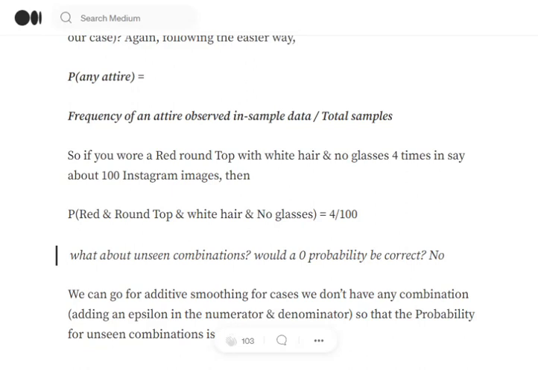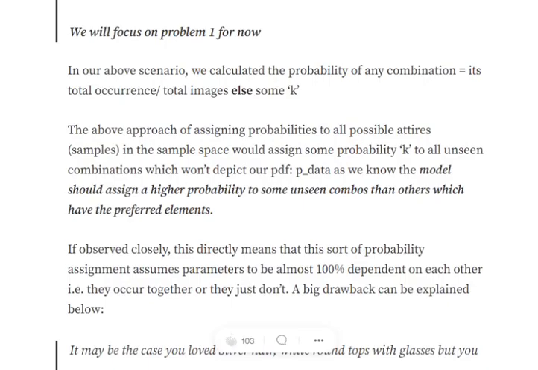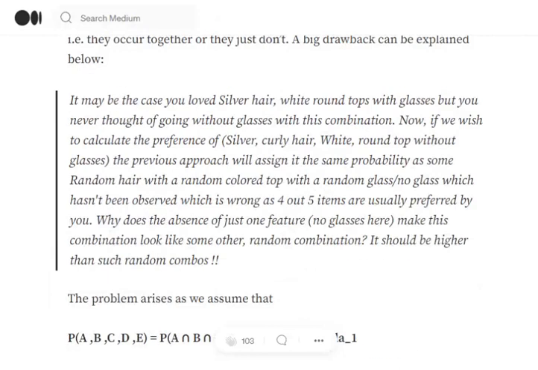So actually what should happen is that we should be able to give preference to this new combination which includes an element of favor as compared to any random combination, right? So the model should assign a higher probability to some unseen combination than others which have the preferred element, as I gave you the example. And also, as I told you, even if certain combinations have elements of preference, by the above method we would be getting a probability same as some random combination, that is either 0 or k.